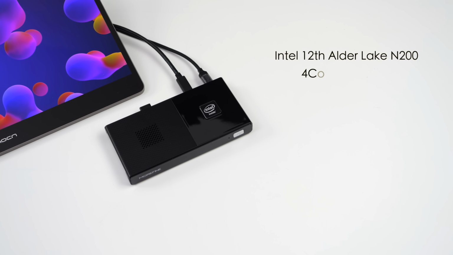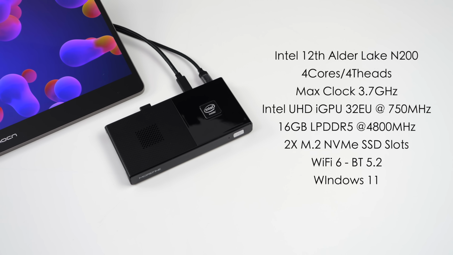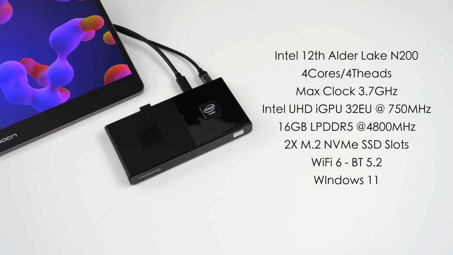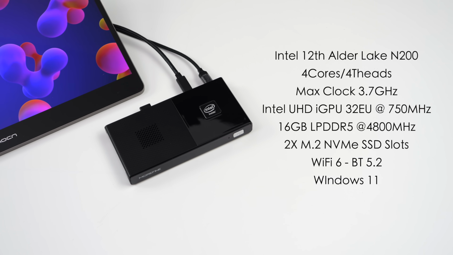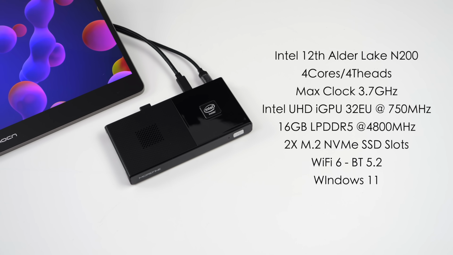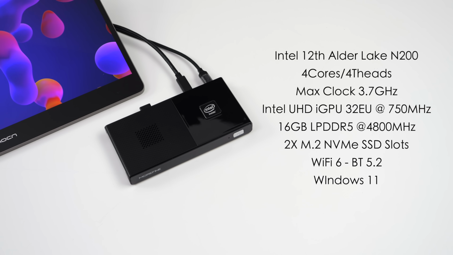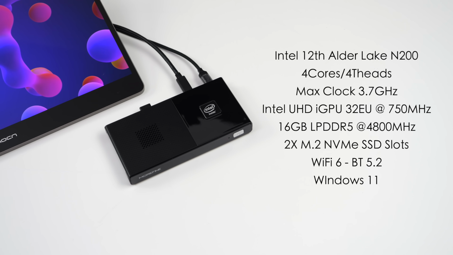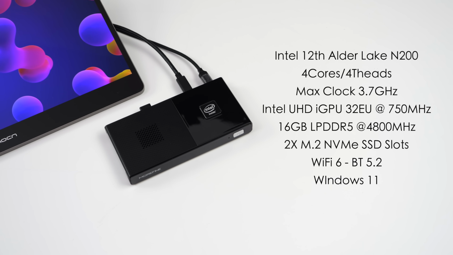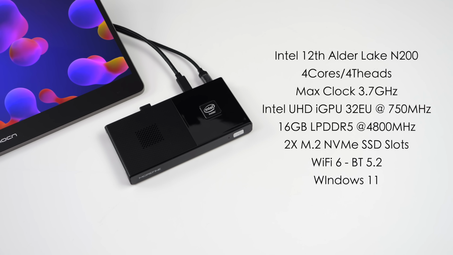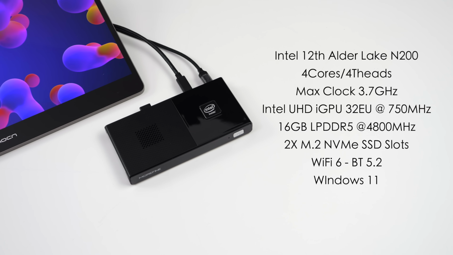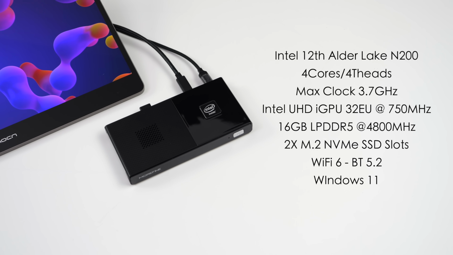And of course, when it comes to the specs of the new M6 mini PC, I already mentioned we've got that Intel N200. We've got 4 cores, 4 threads, and basically this is an upgraded version of the N100. We've got a more powerful iGPU and more of a maximum clock on the CPU. This is going up to 3.7 gigahertz. Built-in Intel UHD iGPU with 32 execution units as opposed to the N100's 24.